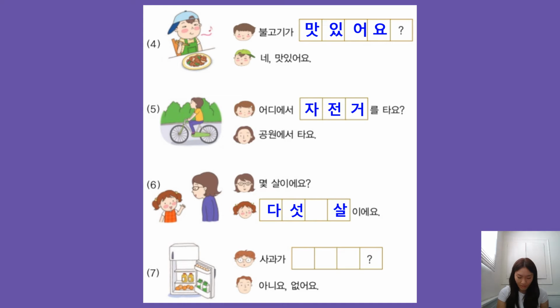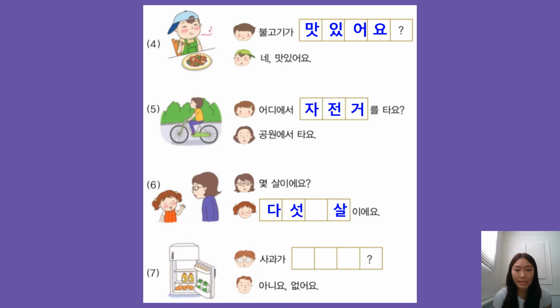Okay, and then number 7, 사과가 blank blank blank. And then the answer is 아니요, 없어요. Now remember, this is not a quantity question. This is just a yes or no question. 있어요 or 없어요. Now we're gonna ask, do you have apples? And the answer is no, we don't have apples. No, I don't have apples, right? Because there are no apples in the refrigerator.